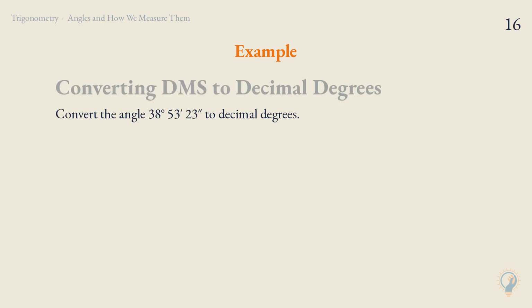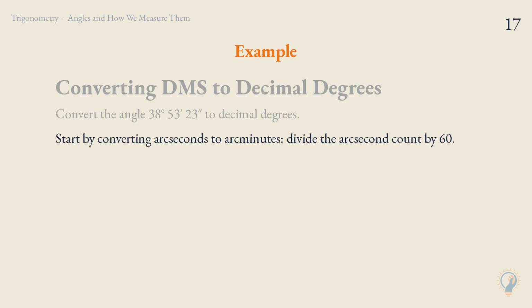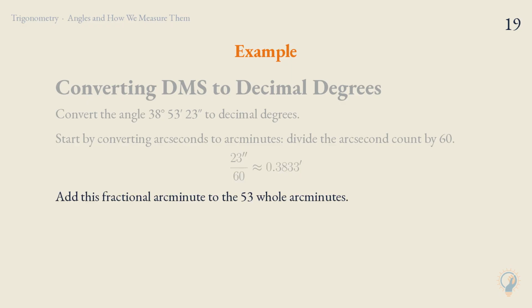Convert the angle 38 degrees, 53 arcminutes, 23 arcseconds to decimal degrees. Start by converting arcseconds to arcminutes. Divide the arcsecond count by 60. 23 arcseconds divided by 60 is approximately 0.3833 arcminutes. Add this fractional arcminute to the 53 whole arcminutes. 53 arcminutes plus 0.3833 arcminutes equals 53.3833 arcminutes.